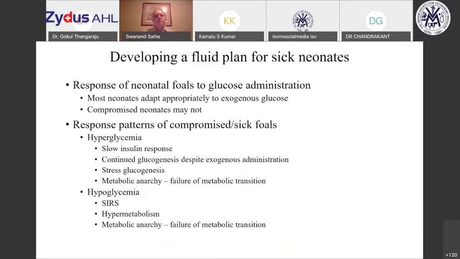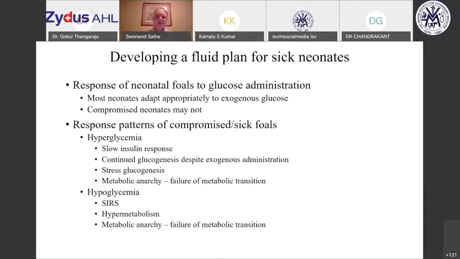So most foals respond very positively to glucose administration. Even compromised neonates, even sick foals respond very positively to glucose. They will start sitting up. They will start initiating the suckle reflex. They appear more bright. They respond to tactile stimuli. However, if you have very sick or compromised foals, these may either turn hyperglycemic or they may turn hypoglycemic.